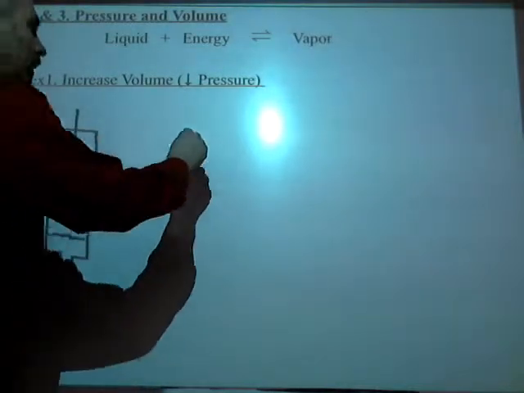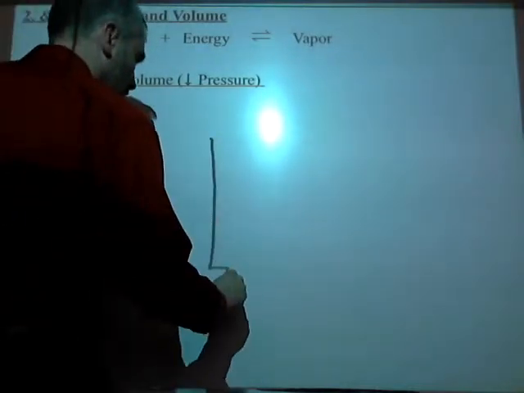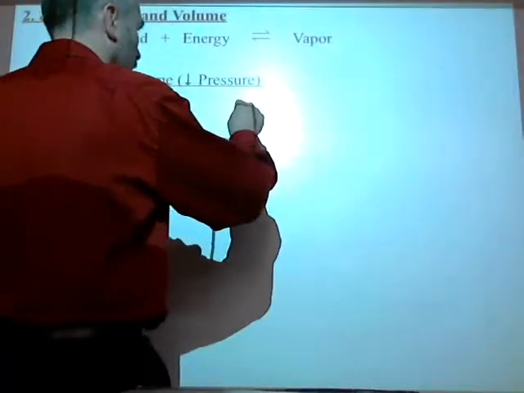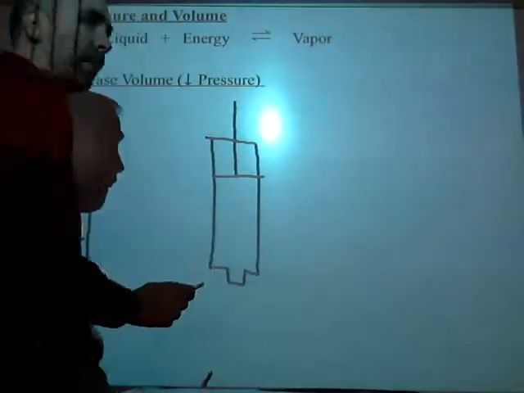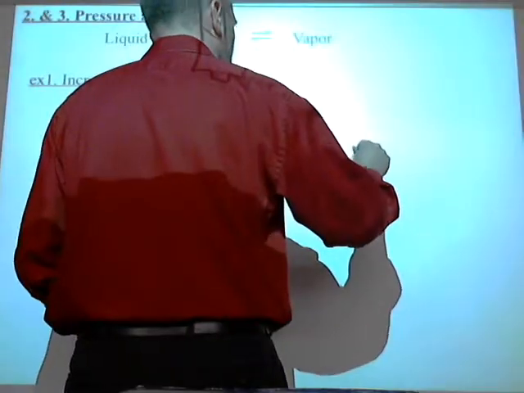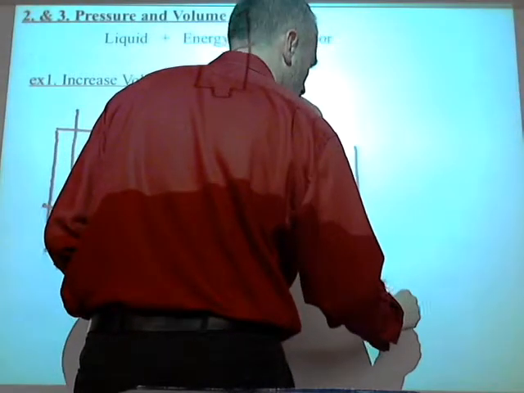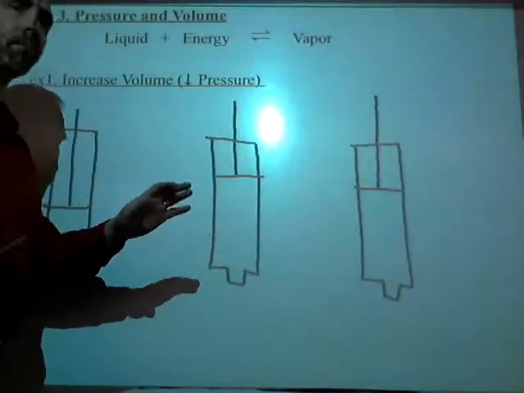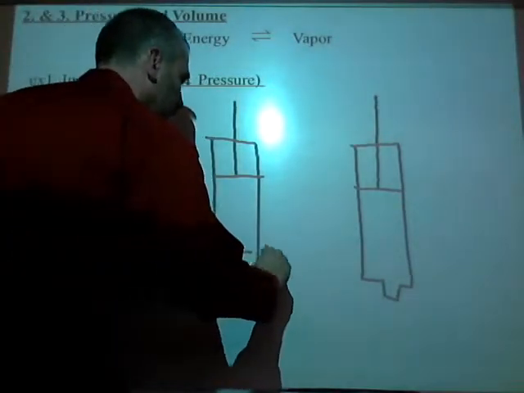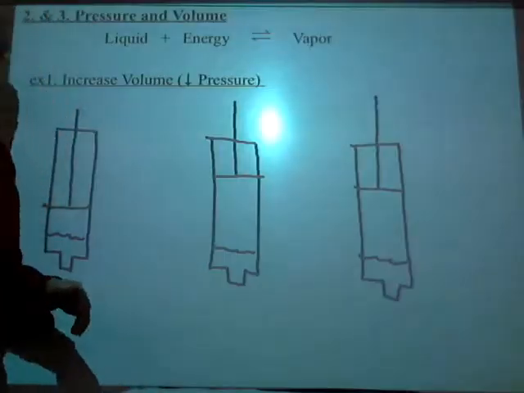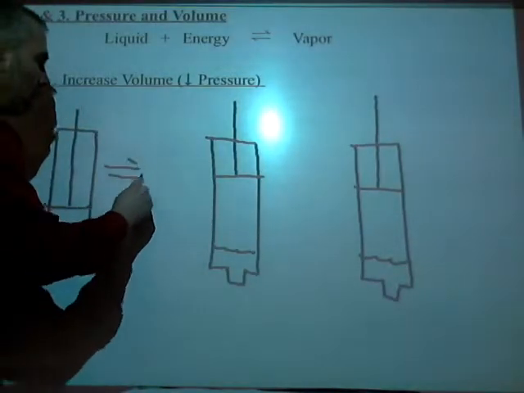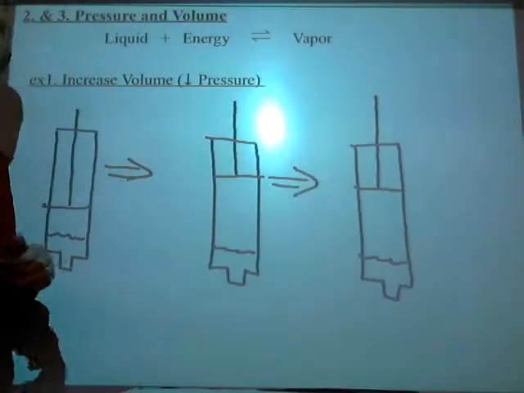Now, before you draw it, I want you to realize what I want you to draw. I'm going to draw one here. I'm going to draw one here. And I'm going to draw one here, with the syringe pulled back. And I'm going to draw one over here, same place as that one. Now, you have water in each of them. And this is going from here to here, like that.